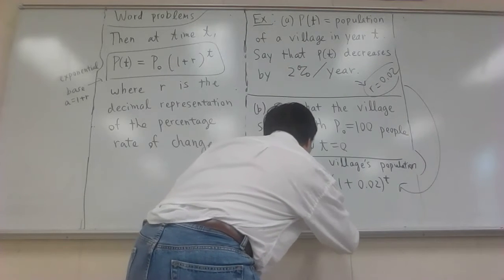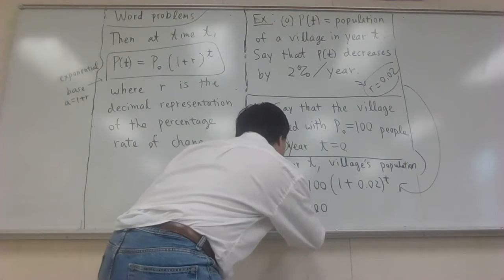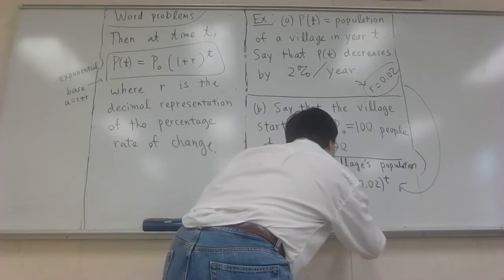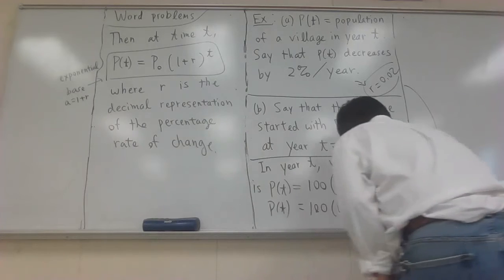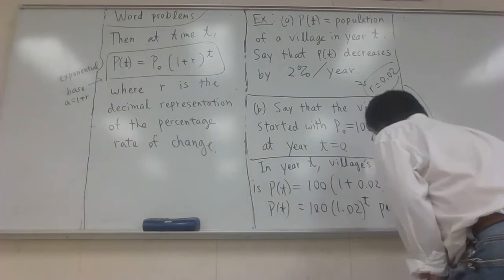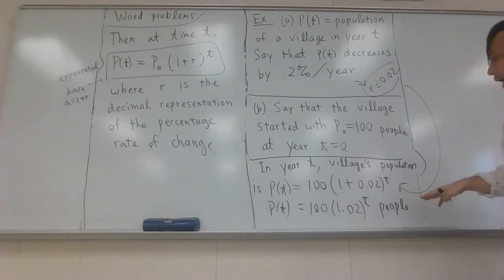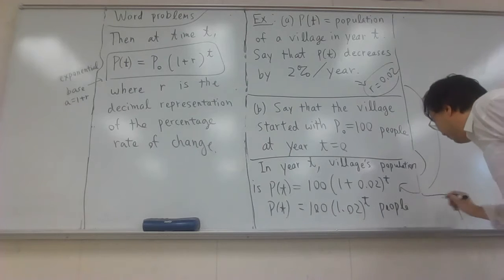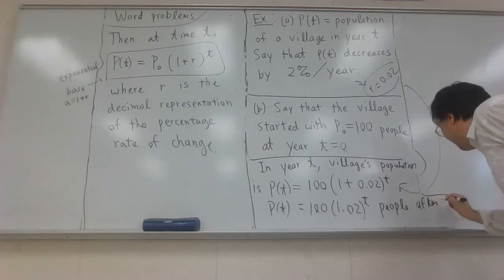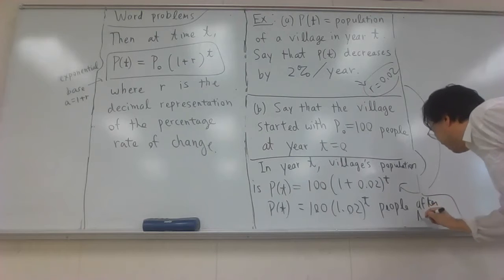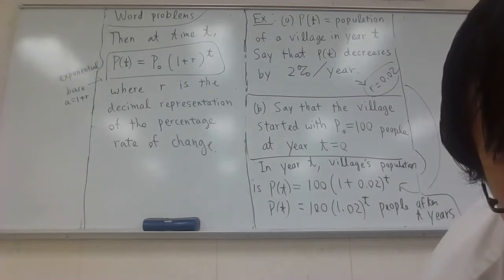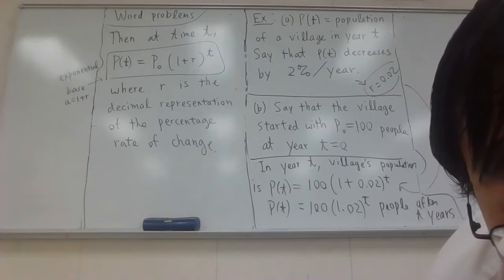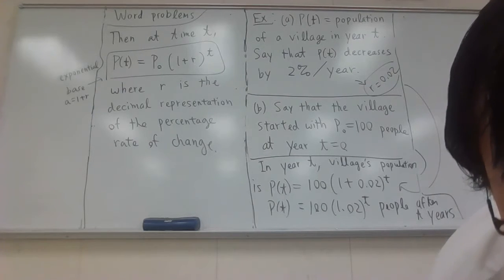So then P of t is 100 times 1.02 to the power of t. And don't forget the units, people. So this many people will be in the village after t years. So is this clear? Okay, this should be clear.